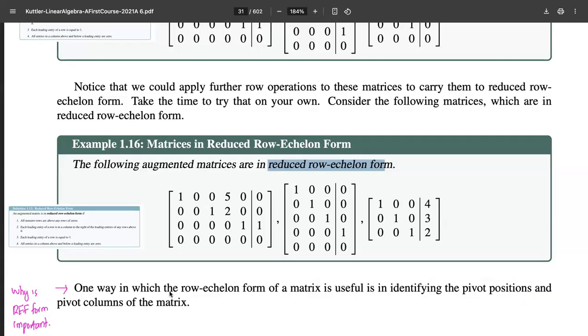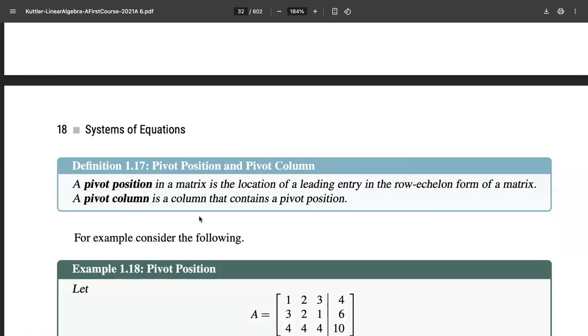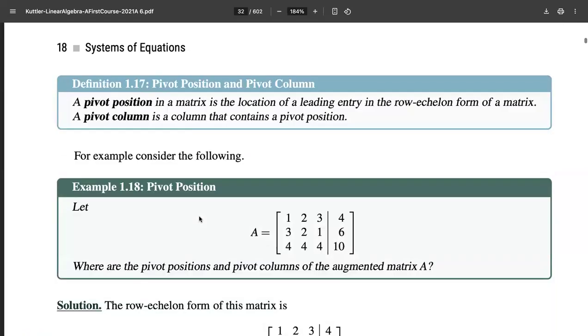For the definition, a pivot position in a matrix is the location of a leading entry. So, trying to break it down, the location of a leading entry gives us the pivot position, and the pivot position helps us identify the pivot column, because a column containing a pivot position is a pivot column.